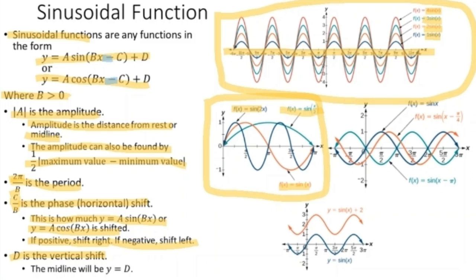D is going to be the vertical shift as we have seen in the past. Because d is the vertical shift, this is going to cause the midline to shift up d units. For our standard graph, y equals sine x, the midline is the horizontal line y equals 0. But since d is shifting our graph up or down d units, that's also going to cause this midline to shift. So if we look at the graph of y equals sine x plus 2, that's going to cause the entire graph to shift up 2 units. And that will cause our midline to also shift up to the line y equals 2. So d will also tell us that the midline will be at y equals d.